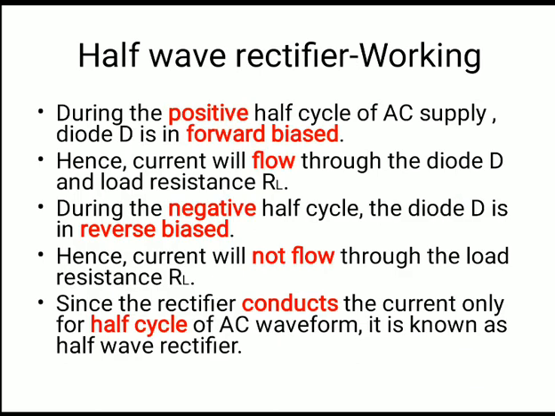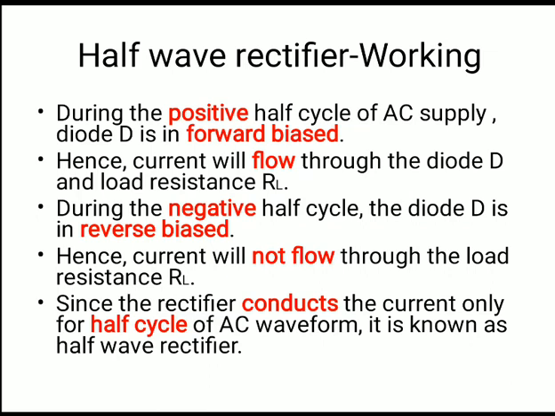But during the negative half cycle, the diode D is in reverse bias, as I told you. Hence the current will not flow through the load resistance RL. That is, the load will not get current for the negative half cycle; it will get current only for the positive half cycle. Since the rectifier conducts current only for the half cycle of the AC waveform, it is known as the half wave rectifier.